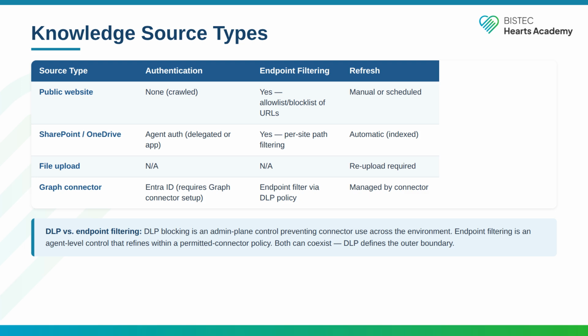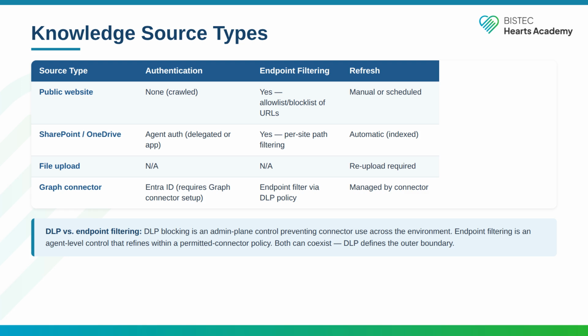Graph connector sources authenticate via Entra ID and require a graph connector to be configured and approved at the admin level before it is available for agent use. Endpoint filtering is governed by DLP policy. Content is managed by the connector itself. Use case: enterprise search across systems that surface content via Microsoft Graph.